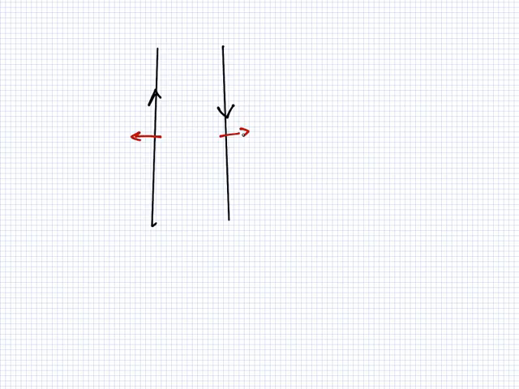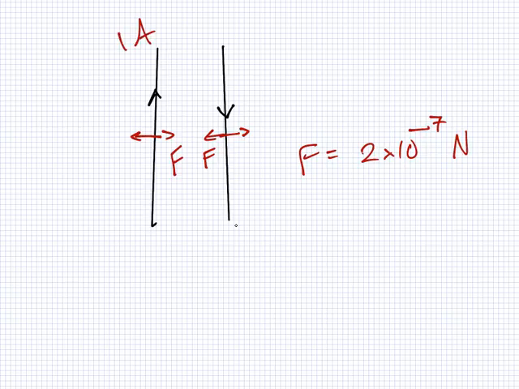Okay? Can you see? Because if this is negative and this is negative, they'll want to separate. If the force that you need to apply to hold it in place, so like a cancelling force to push it back, is equal to 2 times 10 to the minus 7 newtons, then you say you have 1 amp of current. So like I said, it's a very unusual definition. This is the definition of an amp.